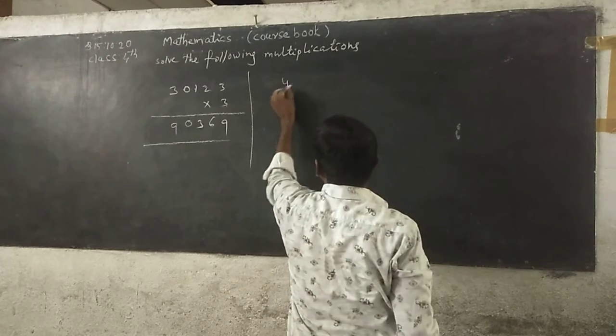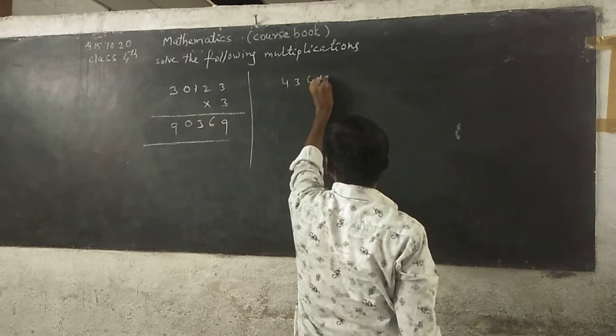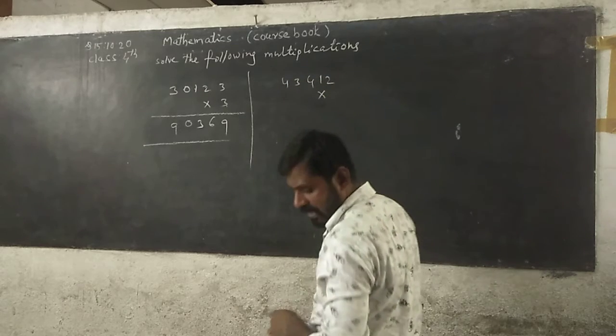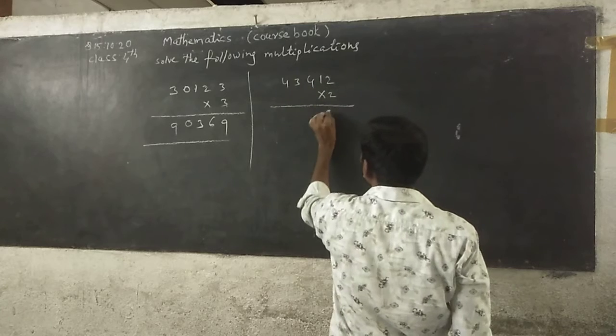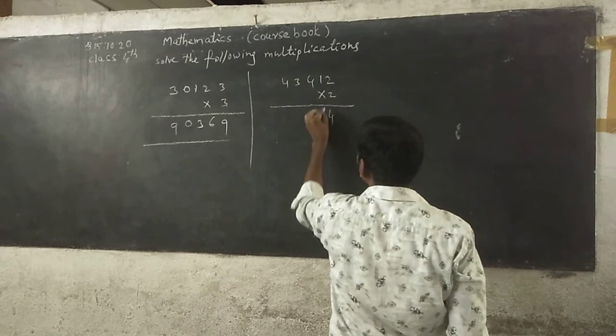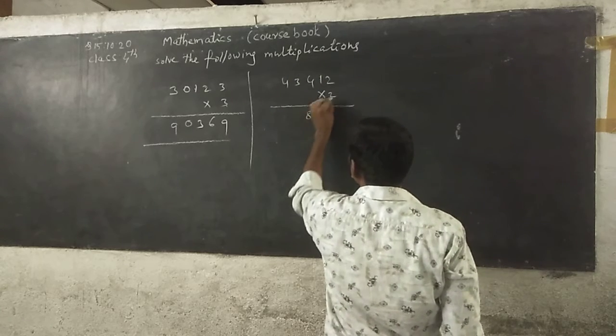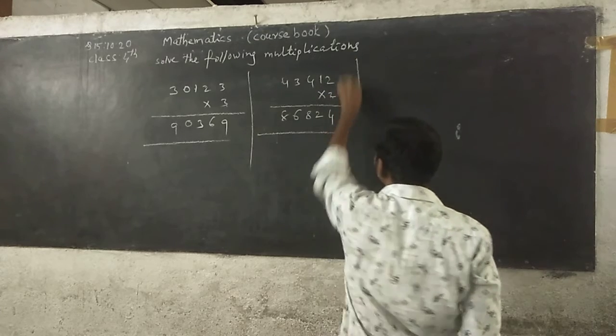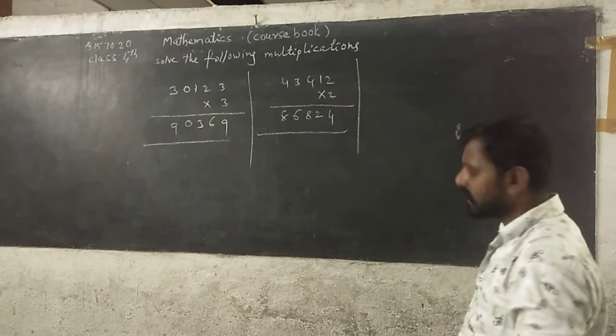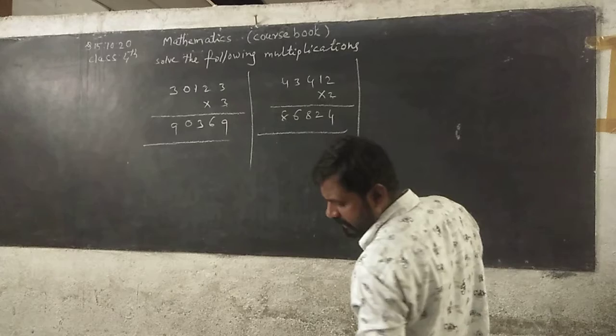Next, 43,412 multiplied by 2. See here, 2 2s are 4, 2 1s are 2, 2 4s are 8, 2 3s are 6, 2 4s are 8. Product is equal to 86,824.